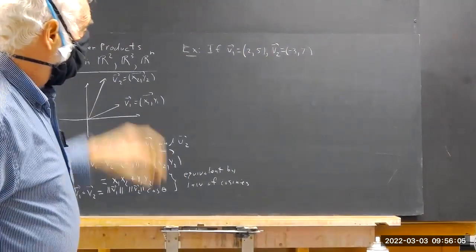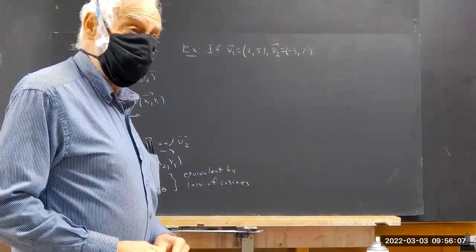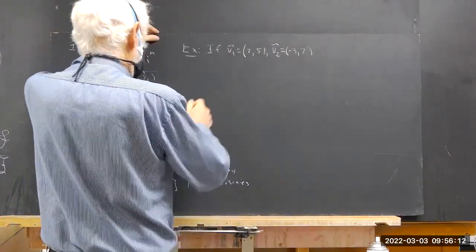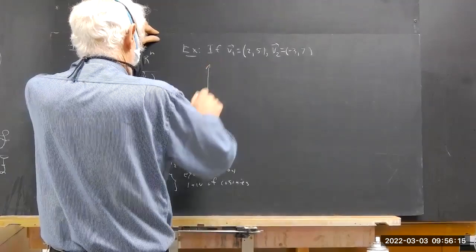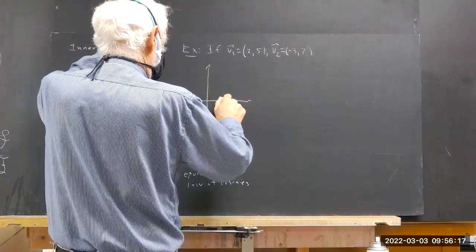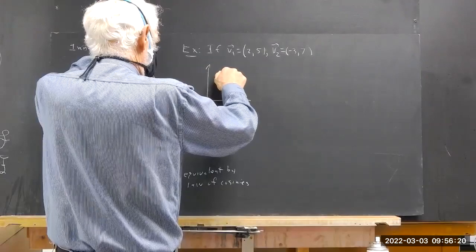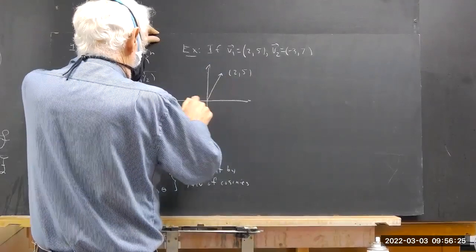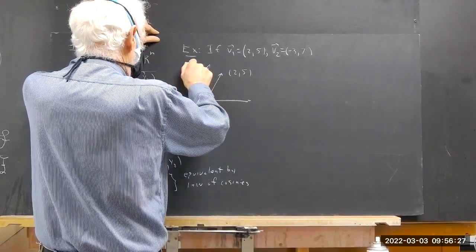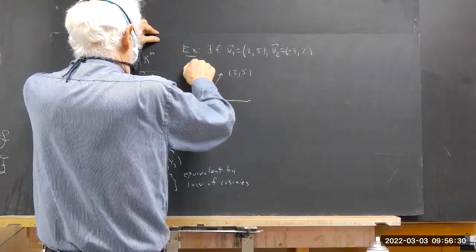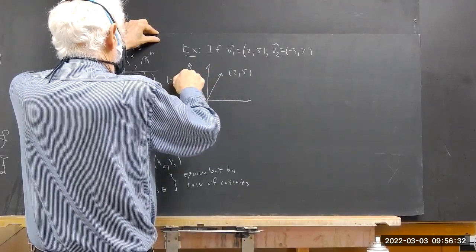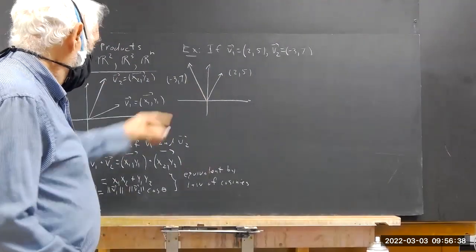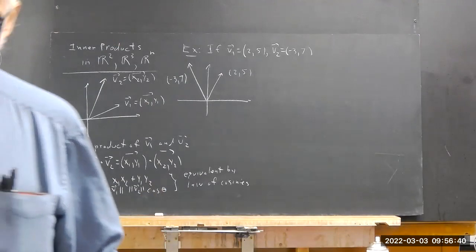V1 is (2, 5) and V2 is (-3, 7). I can draw these. This is 2, this might be 5. Try to draw these to scale. So let's just say this is (2, 5). And -3 will be a little further over here, and 7 will be up about here. So here's (-3, 7). Everybody write down what you think the angle between those vectors is. Then we'll calculate it.